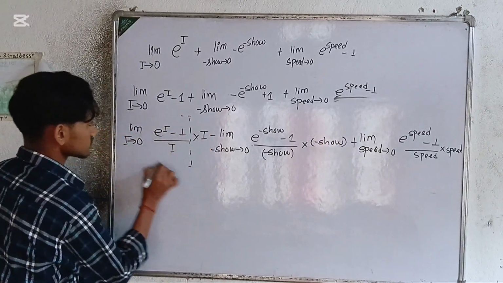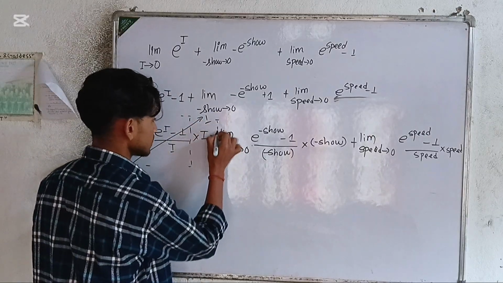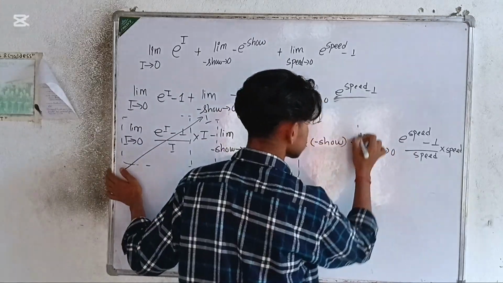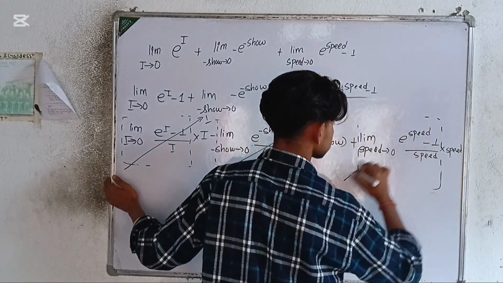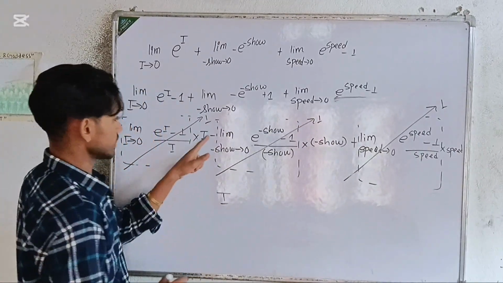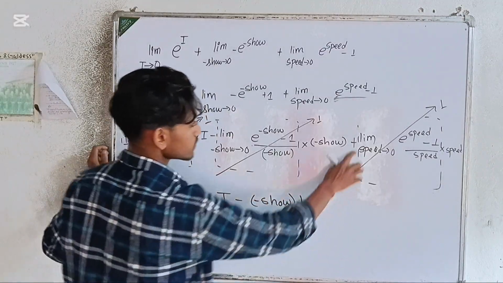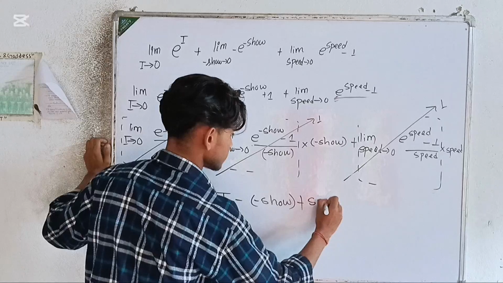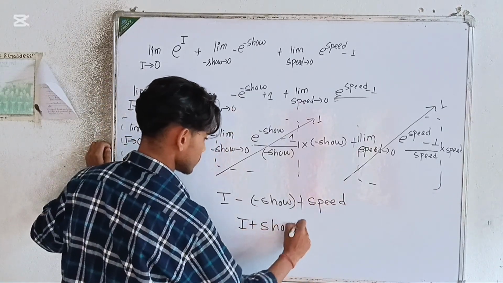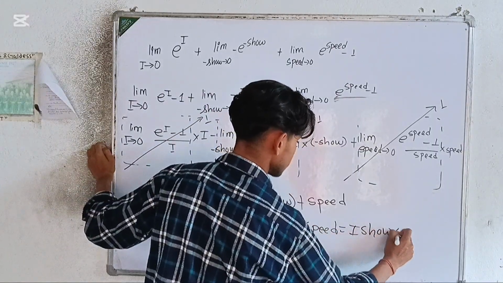This much can be written as 1, similarly this much is our 1, and similarly this much is our 1. So what are we left with? We are left with i, and here is negative and here negative so, and here is plus, and the remaining term is speed. So finally we got i plus so plus speed. Basically it is Ishowspeed.